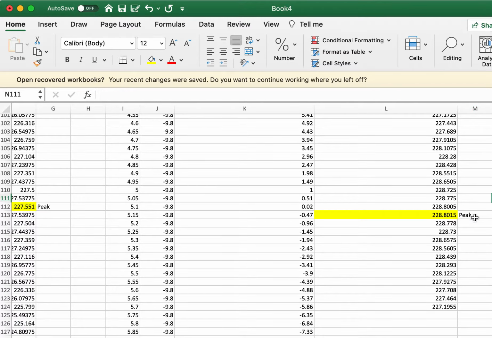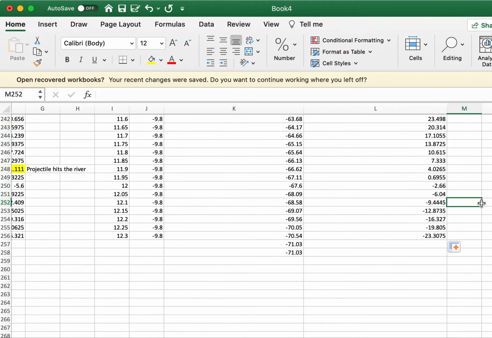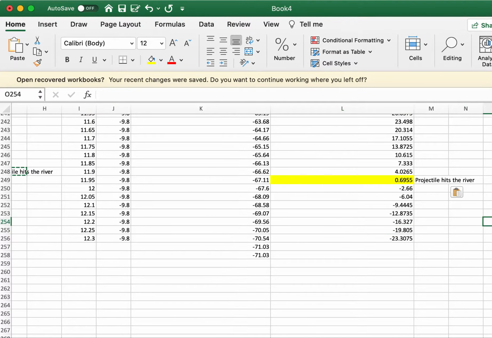So there you go. I mean, the peak is only 0.05 seconds off of what we thought the previous approach peak was. Yeah. So that's pretty good. Oh, yeah, well, just a little bit over a meter higher, yeah. All right, how about when we hit the river below? Yeah, right about there. Projectile hits the river.